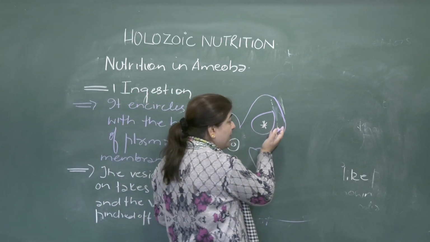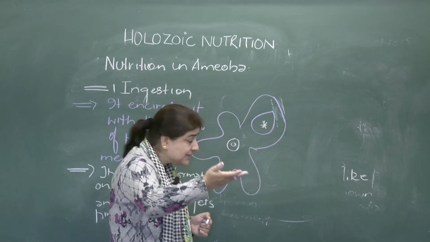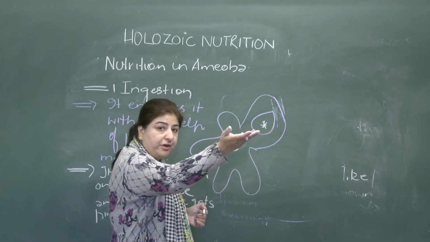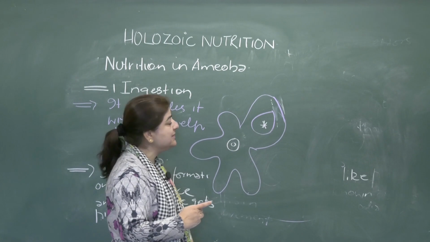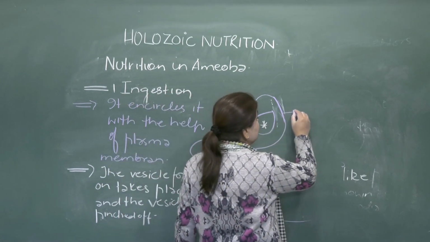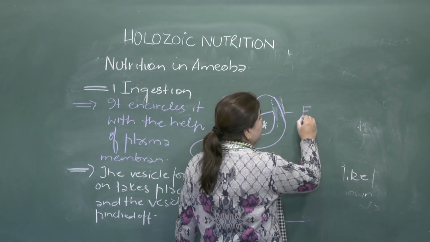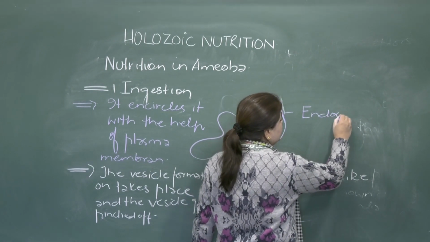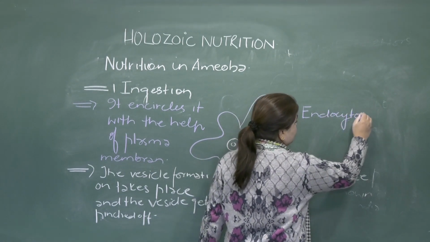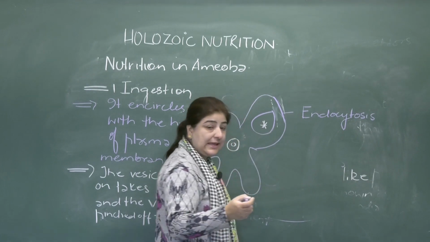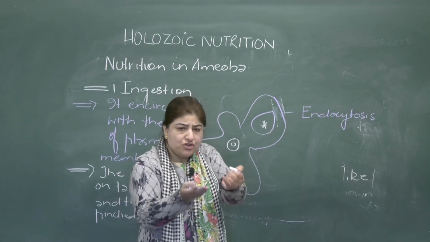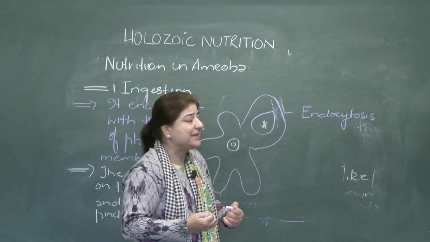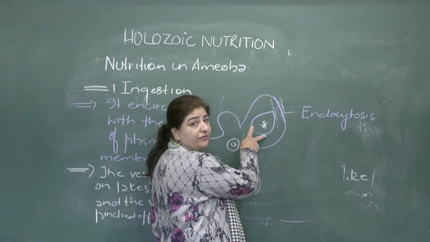Now here we should remember that the process by which the food moves across the cell membrane, or goes inside the cell, is termed as endocytosis. Once again, what is endocytosis? Endocytosis is the process by which the food is taken inside the cell by the formation of a vesicle.